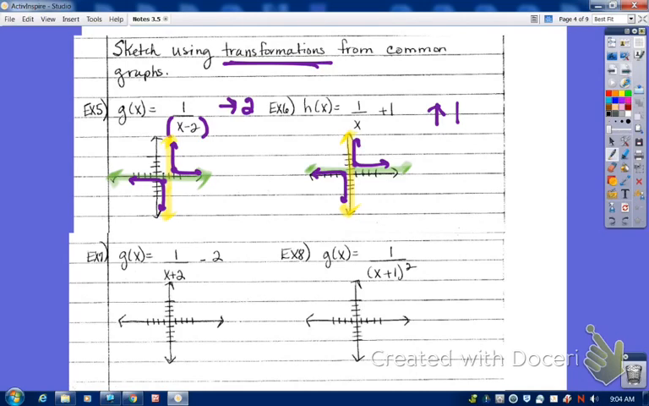Example 7 has 2 moves. What's the x plus 2 telling you to do? Left 2, and then the minus 2 on the outside is telling you to go down 2. So if we go left 2, that's going to move our vertical asymptote left 2. If we go down 2, that's going to move our horizontal asymptote down 2. So it's going to move the whole entire graph to the left 2 and down 2.